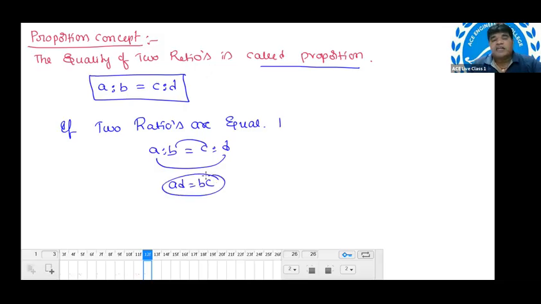The equality of two ratios is called proportion. If two ratios are equal, then the two ratios are in proportion. If two ratios are equal, then the condition is that the product of extremes is equal to the product of the means.